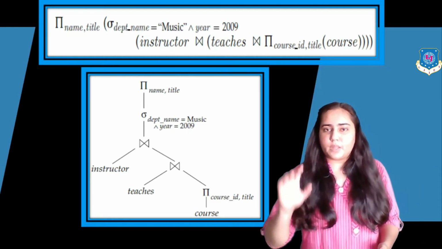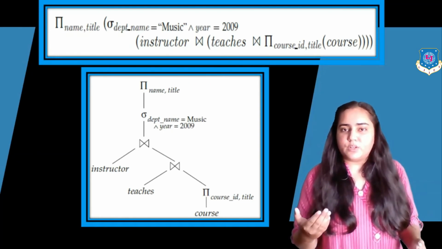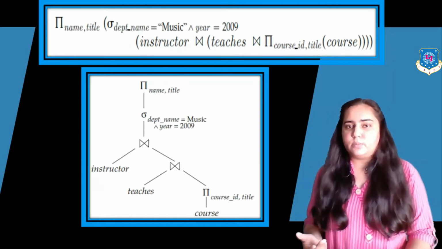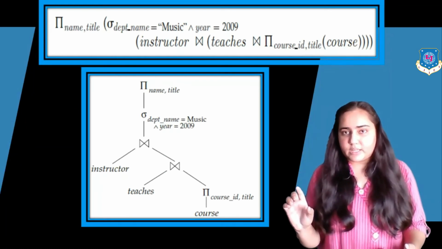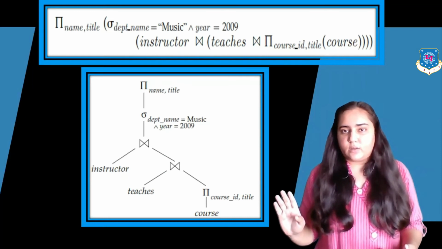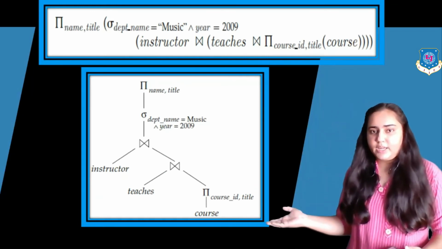Now, how can I convert it into a tree? So first of all, you can see, read your query. And in the query, the first operation being performed is the innermost bracket. And the innermost bracket says pi course ID comma title from course. So that is what I've kept here in my tree.